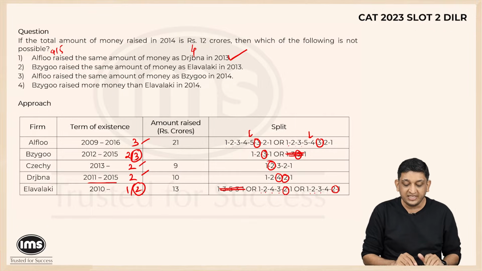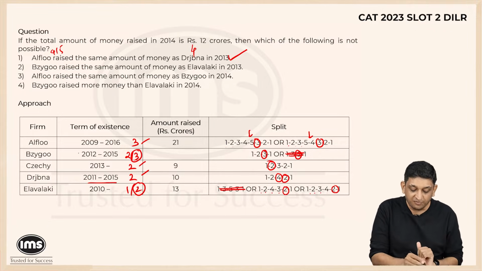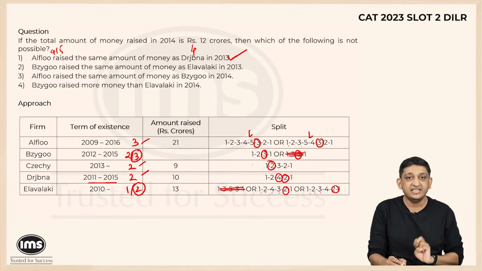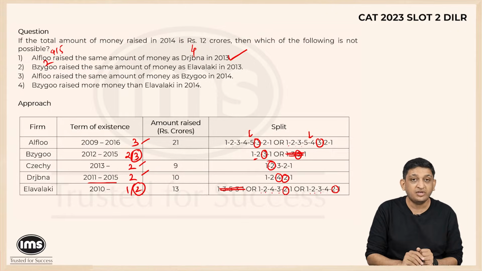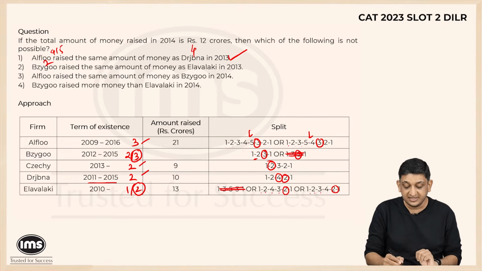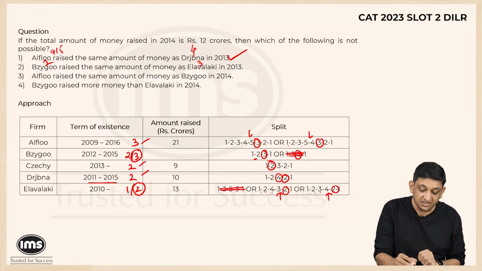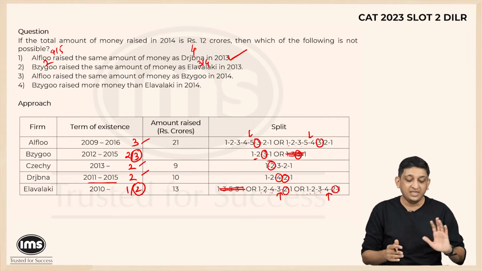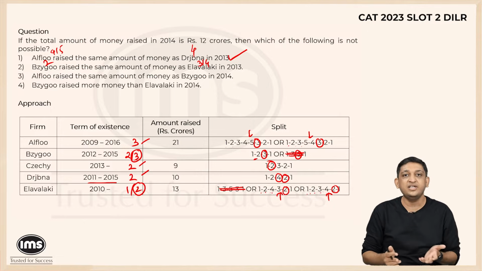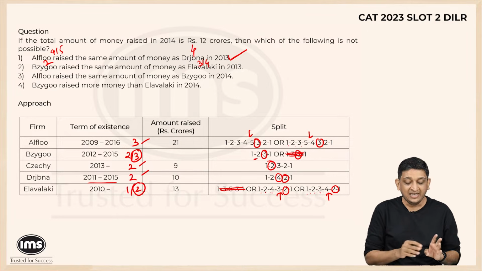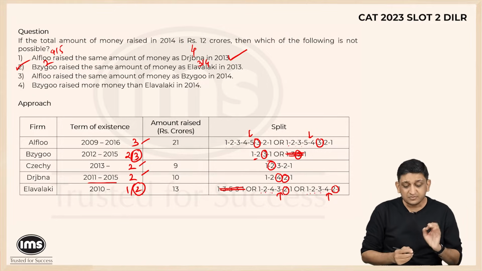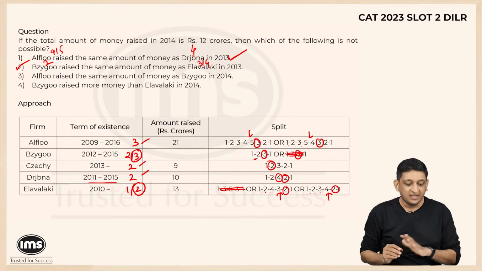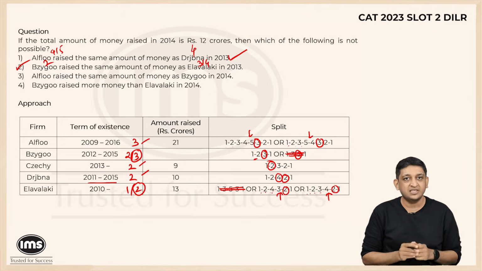B raised the same amount of money as E in 2013. In case of B, we know that B raised 2 crores in the year 2013, second year of existence. What about E? 10, 11, 12, 13, fourth year of existence. So 1, 2, 3, 4 is 3 crores, 1, 2, 3, 4 is 4 crores. So E would have raised either 3 crores or 4 crores. Is it possible for B and E to raise the same amount of money? Absolutely not. Because B has raised 2 crores and E has raised either 3 or 4 crores. So definitely not 2. That's why we know for sure that 2 is the statement that is definitely not possible. Let's check the other two statements as well just to be certain about our answer.